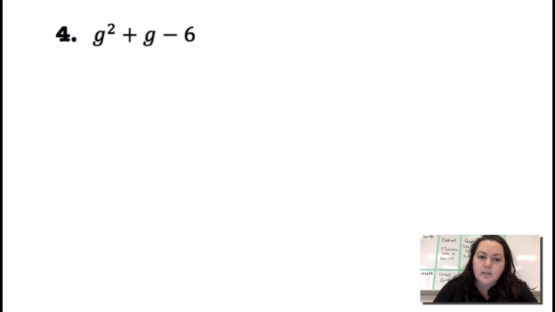All right, so let's take a look at this one. My leading coefficient is 1, so I do the first term times the last term, that's going to be negative 6. I'm looking for the factors of negative 6 that add to make positive 1. So negative 1 and positive 6, negative 2 and positive 3.